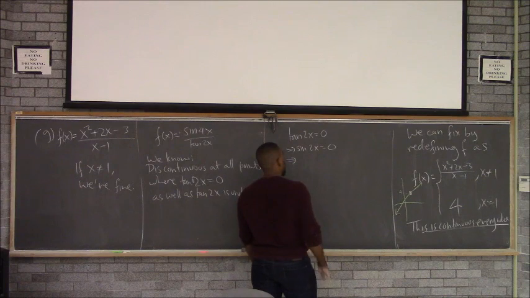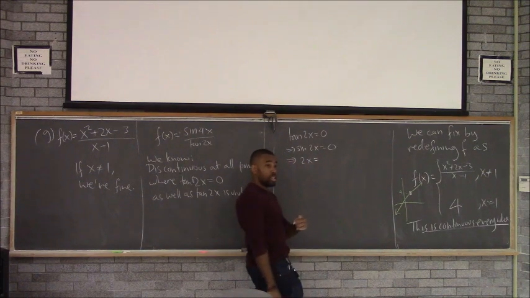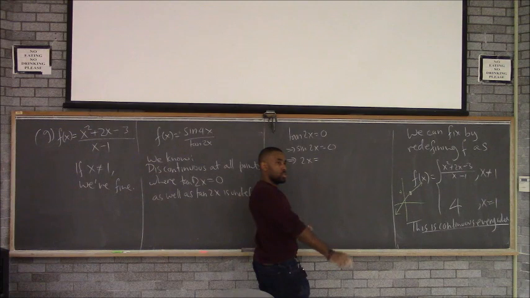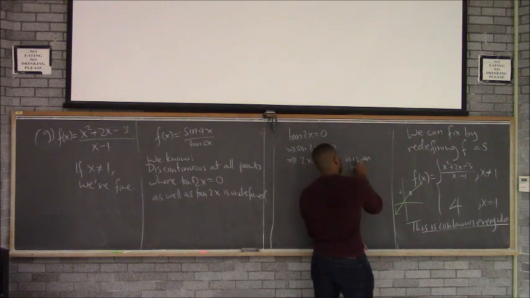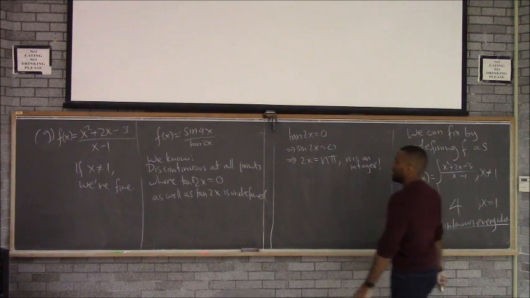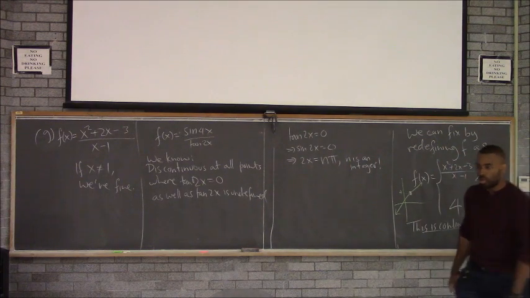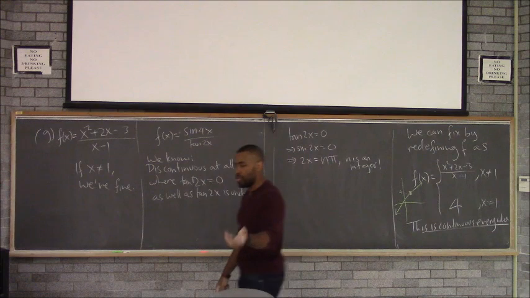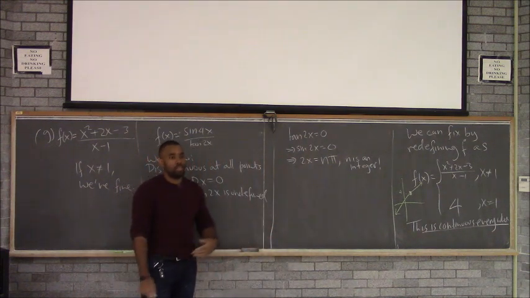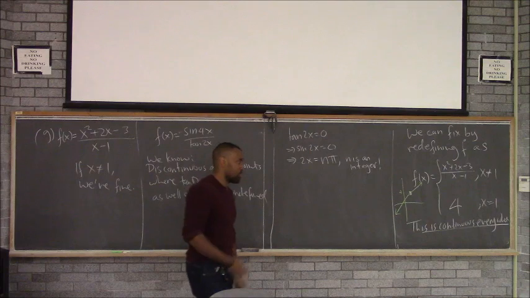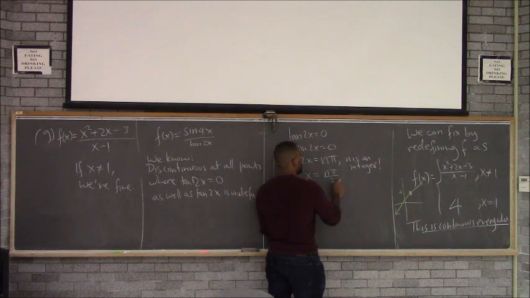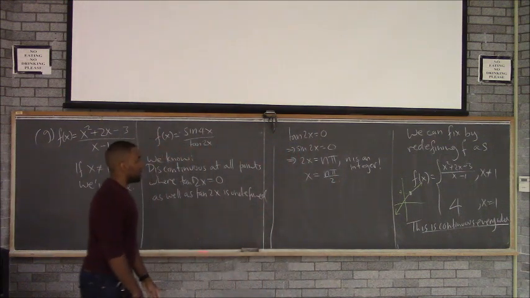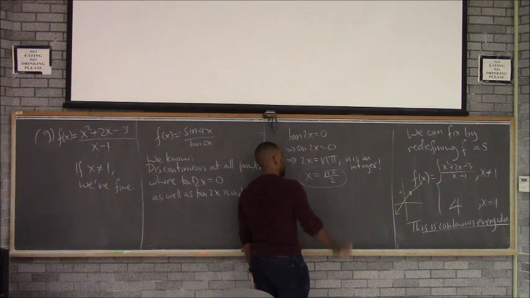And this will just mean that your 2x must be equal to, when is sine of x 0? You should know this in general. At n pi, where n is an integer. Sine is 0 at all integer multiples of pi: 0, pi, 2 pi, 3 pi, 4 pi, 5 pi, minus 5 pi. Plus or minus pi, plus or minus 2 pi, plus or minus 3 pi. Sine equals 0 at every multiple of pi. So your 2x is going to be n pi, so x is n pi over 2. There's going to be an infinite number of them. So every point like that is going to be a point of discontinuity.